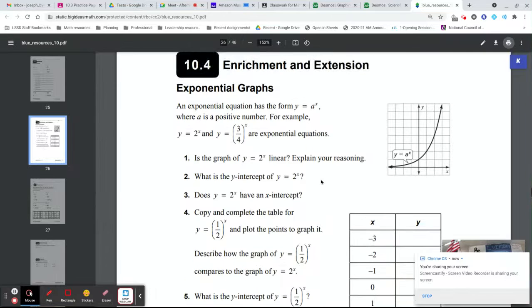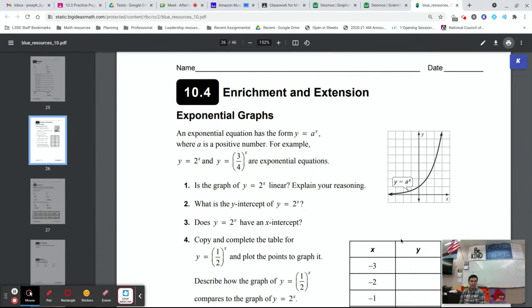Okay, team, hey, here we are looking at the 10.4 enrichment and extension worksheet. We've been working in exponents, and it turns out that there is something called an exponential equation. This is different than a linear equation that we've talked about a little bit. A linear just means a straight line. When something increases at a consistent rate, aka slope, that was called a linear equation.